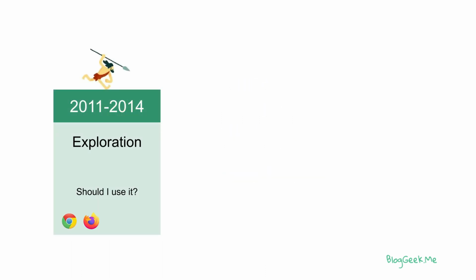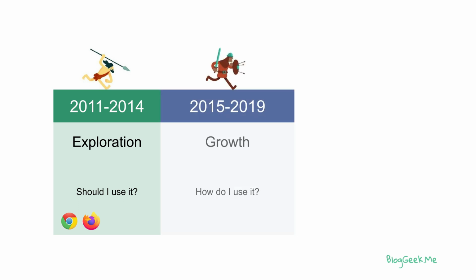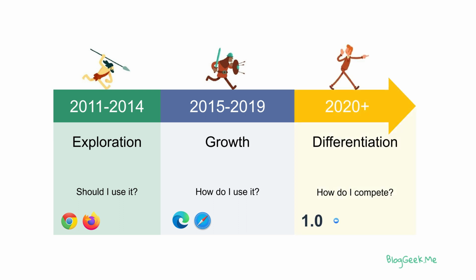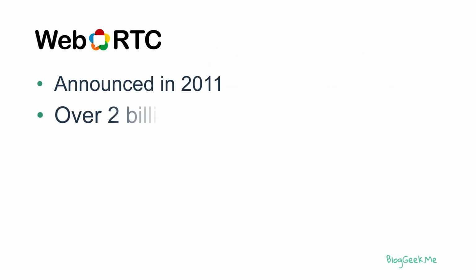Looking at the history of WebRTC, the initial 4 years were focused around exploration. During that time, we asked, should we use it? And the browsers supporting it were Chrome and Firefox. Then we entered the era of growth, where our main concern was how to use it. At that point, all modern browsers started supporting WebRTC. In 2020, we entered the current era of differentiation. Now that everyone is using it, we find ourselves asking, how do we compete? And into that question, we need to factor the maturation of the specification to version 1.0, the popularity of Zoom, and the effects of the pandemic.